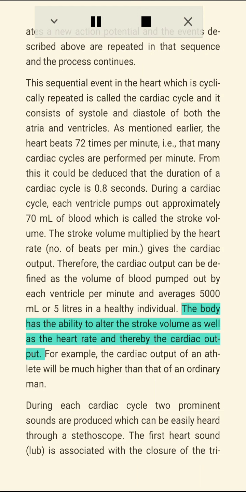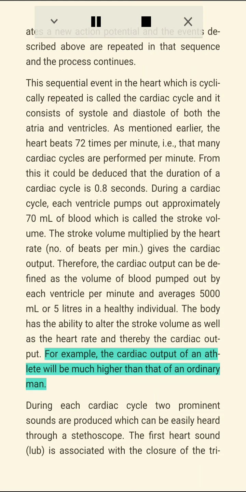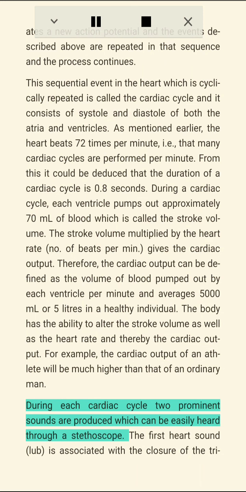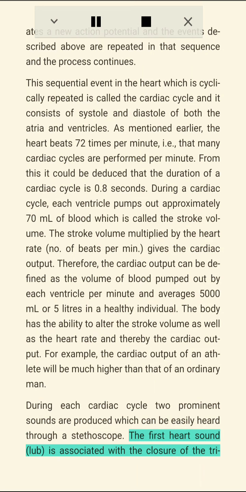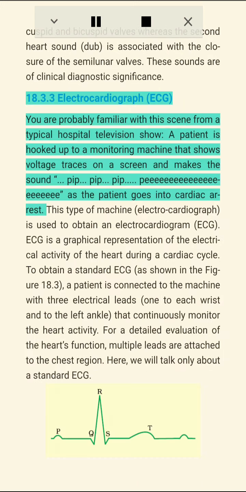The body has the ability to alter the stroke volume as well as the heart rate, and thereby the cardiac output. For example, the cardiac output of an athlete will be much higher than that of an ordinary man. During each cardiac cycle, 2 prominent sounds are produced which can be easily heard through a stethoscope. The first heart sound, lub, is associated with the closure of the tricuspid and bicuspid valves, whereas the second heart sound, dub, is associated with the closure of the semilunar valves. These sounds are of clinical diagnostic significance.